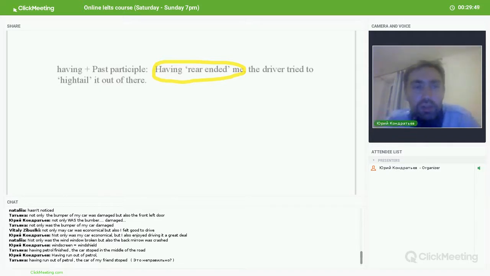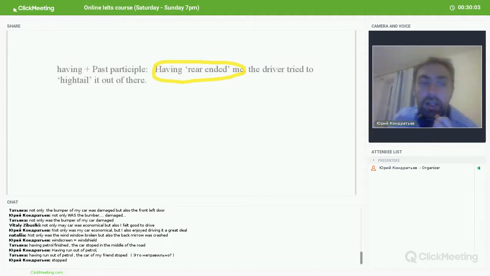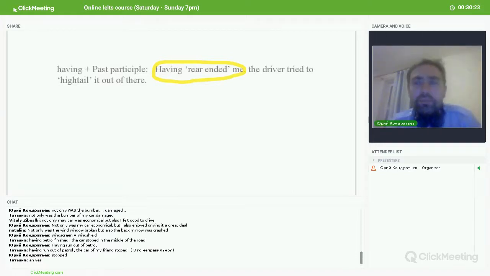Okay, having run out of petrol, the car of my friend's car stopped. Stopped, it's double P, by the way. Okay, grammatically it's correct, Tatiana. Having run out of petrol, you can say it, yes. But again, in this letter that we are discussing now, your friend is not mentioned. It's your car and the other driver's car, not your friend. So grammatically, your sentence is correct now. Well, except it's better to say my friend's car. Or you can say at-fault driver's car, or the other driver's car stopped.